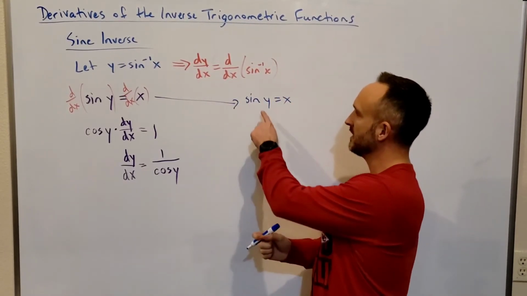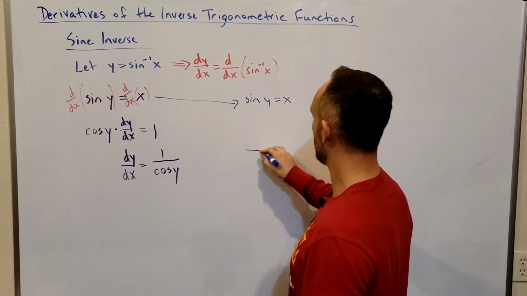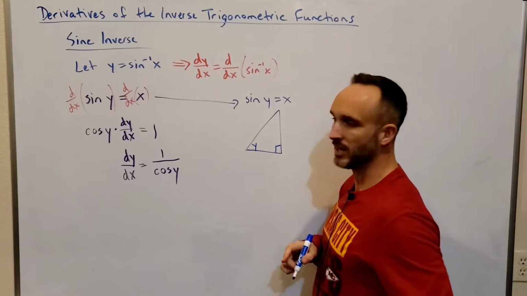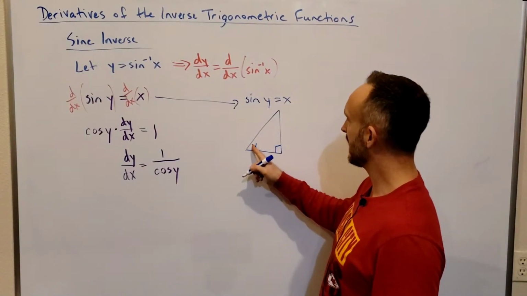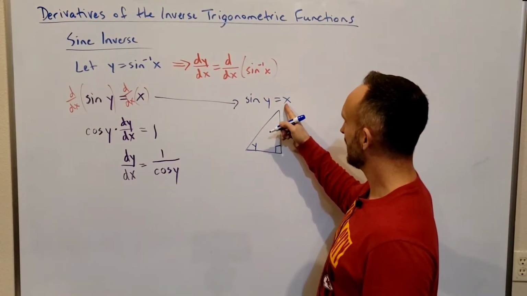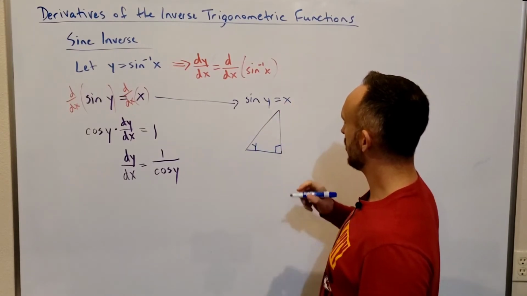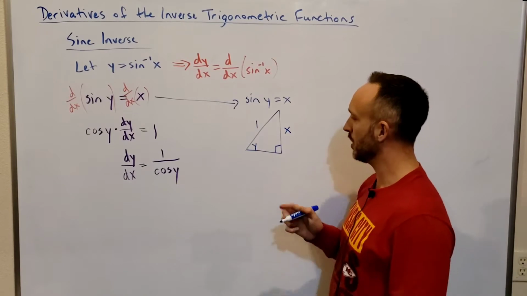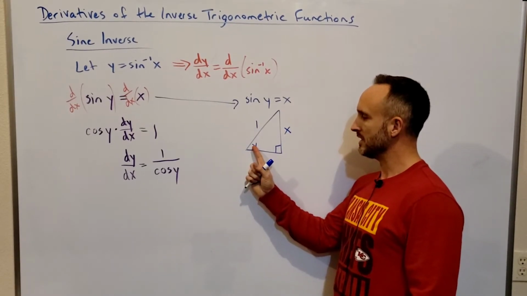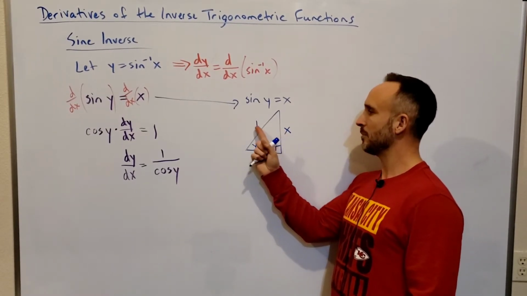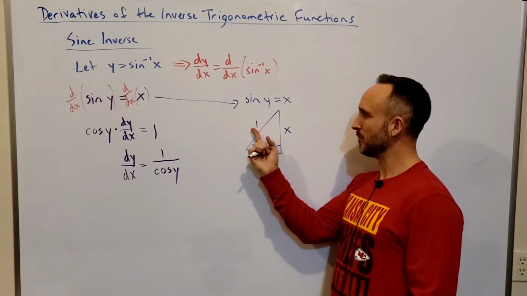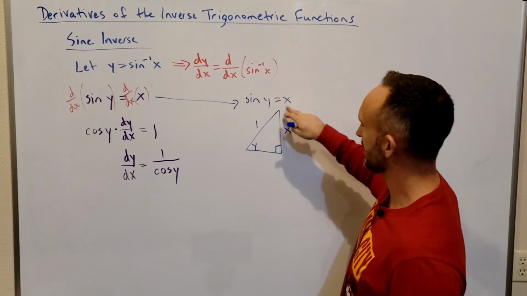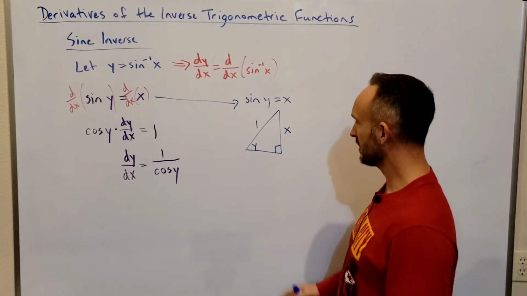And so that means that if our angle in a right triangle is y, let's call that acute angle y, the sine of that angle should be x. In other words, sine is opposite over hypotenuse, so my opposite side would be x and my hypotenuse would be 1. Opposite divided by hypotenuse would be x. And so I've set up a right triangle that has this relationship.